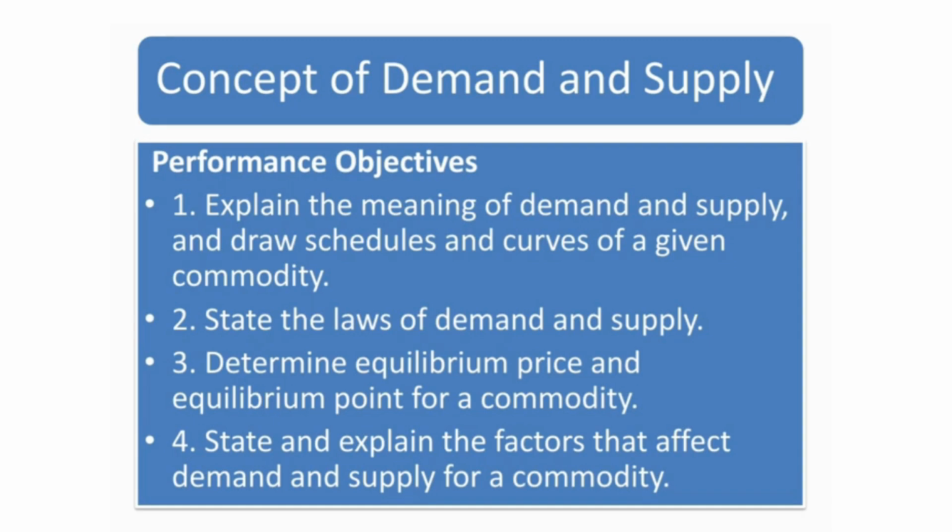First and foremost, at the end of today's class, students will be able to explain the meaning of demand and supply, as well as draw schedules and curves of a given commodity, state the laws of demand and supply, determine the equilibrium price and equilibrium point for a commodity, and state and explain the factors that affect demand and supply for a commodity.